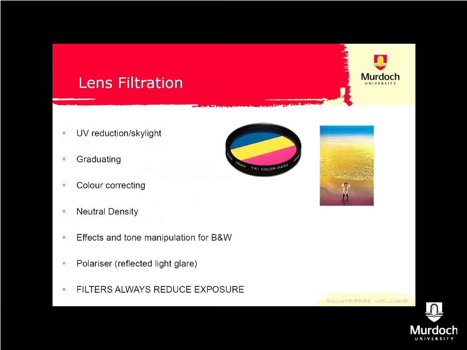Just a quick word about lens filtration. We've got filters at the loans desk, and you might also be interested in buying some of your own. Most of you have got UV reduction skylights or skylights on your lenses. They're usually there just to protect the lens, but they also have the ability to reduce blue haze that can come from UV light. You usually see that when you're at height, up in the hills or something like that, that blue haze over the city. So those filters can reduce that.